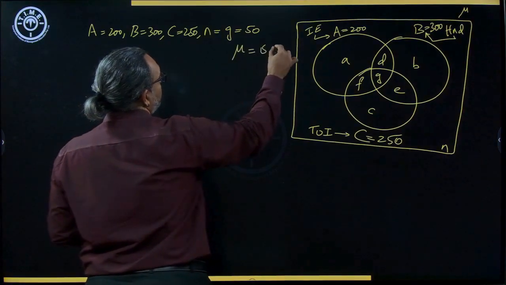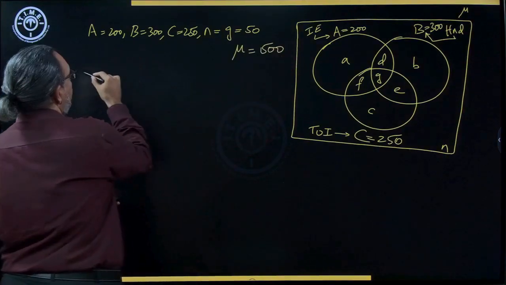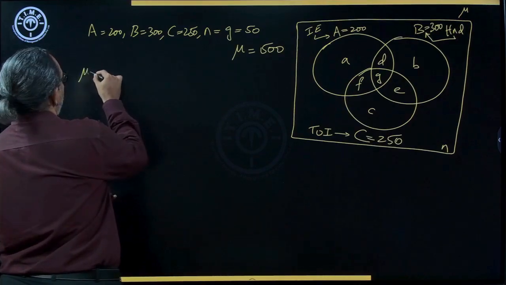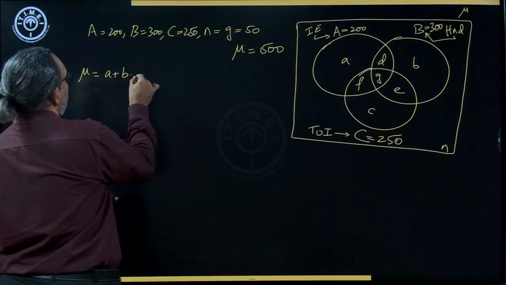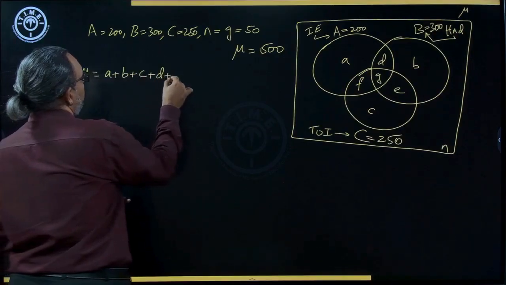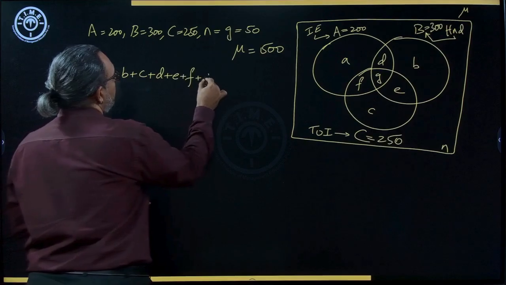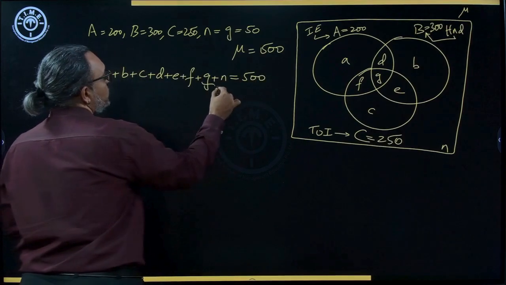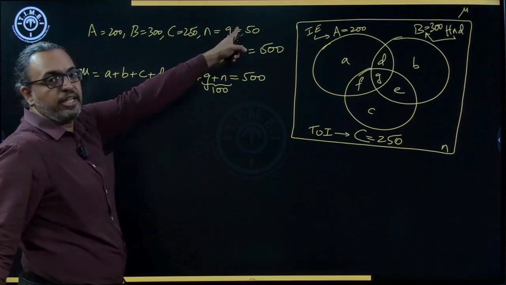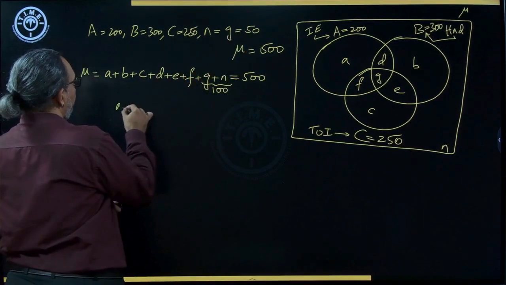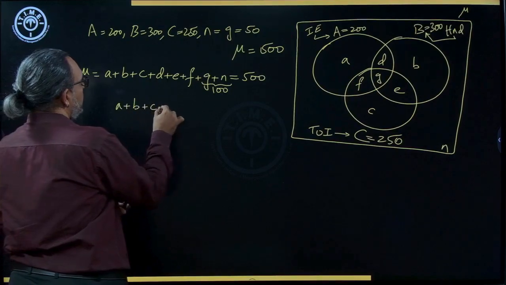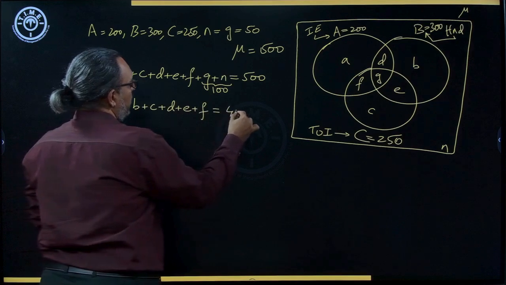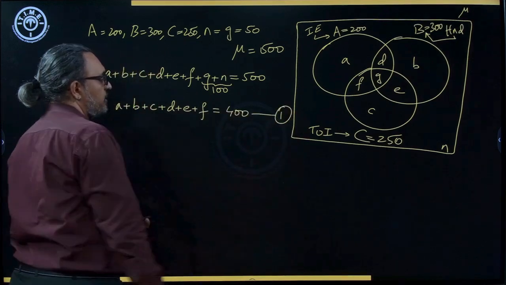So mu is 500. Now since mu is given, mu is nothing but A plus B plus C plus D plus E plus F plus G plus N. This total is 500, correct? So from here we know G plus N is nothing but 100, 50 each. So from here I get A plus B plus C plus D plus E plus F. This total is 400. So equation 1, let us consider.